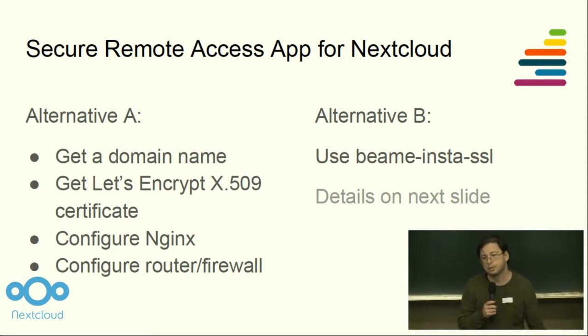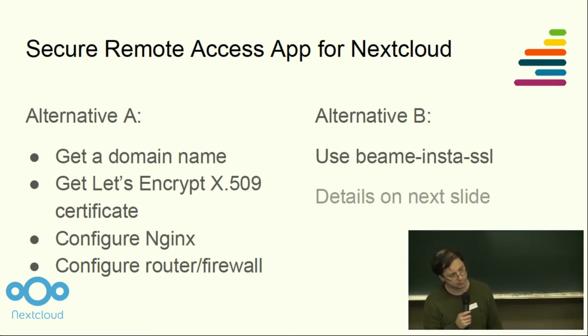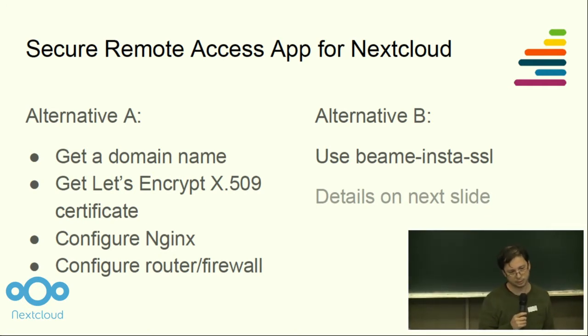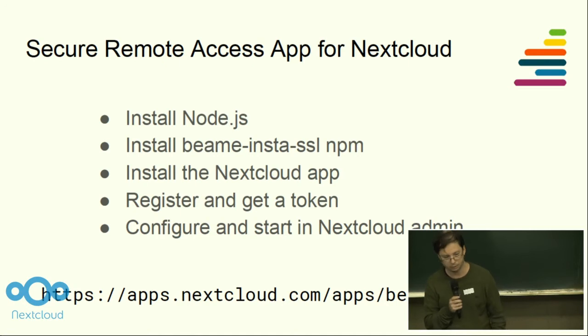Okay, so let's say you have just installed Nextcloud and you want to remotely access it. You have a few alternatives, and apart from some more exotic ones, you are basically with Let's Encrypt. So you need to get your own domain name, get the certificate from Let's Encrypt, configure your web server, and then configure your router and maybe a firewall. And your other option is to use Beame, and that is how it's happening.